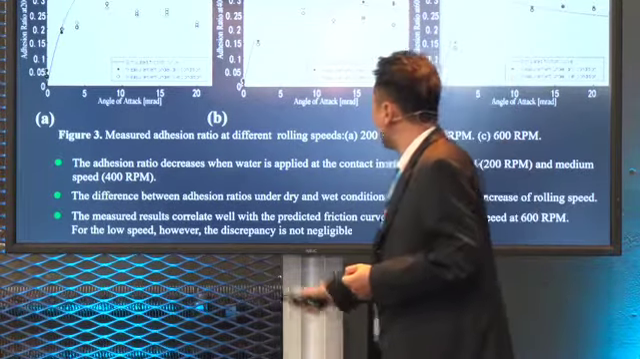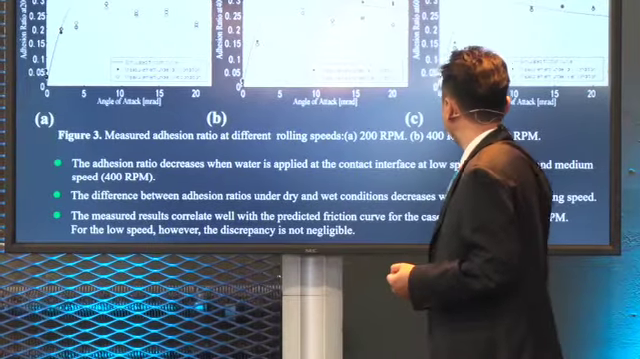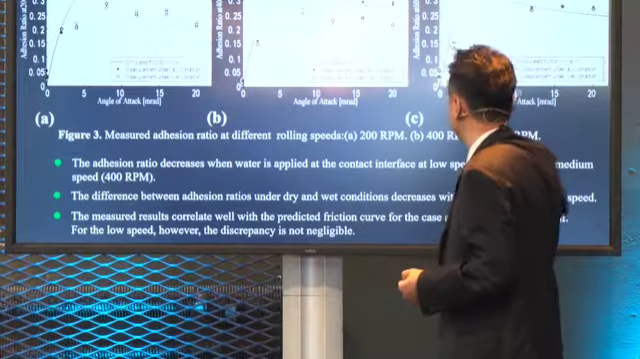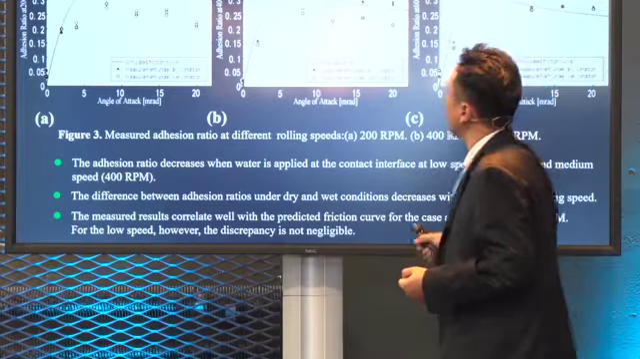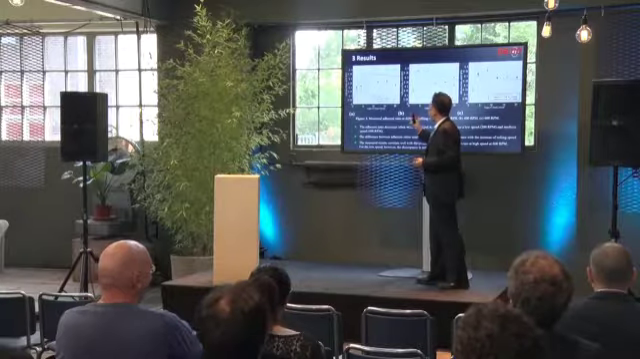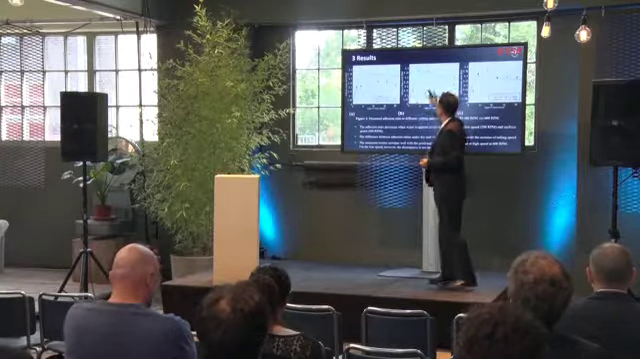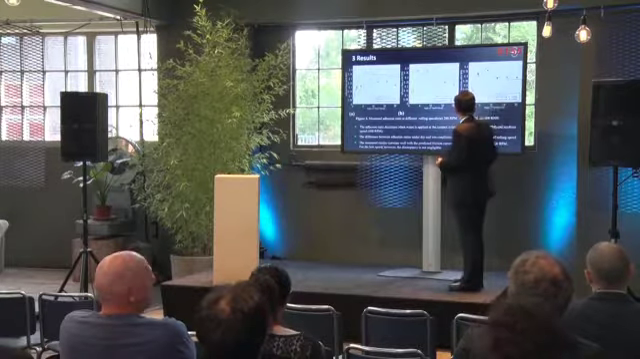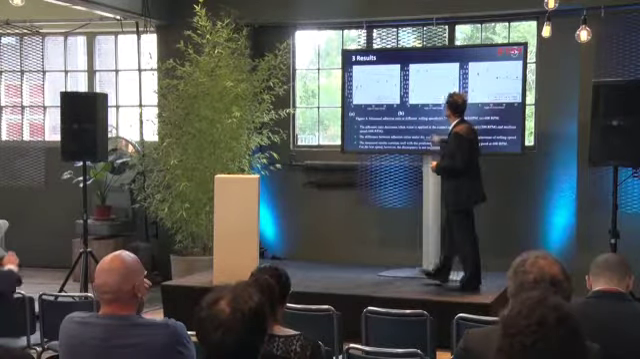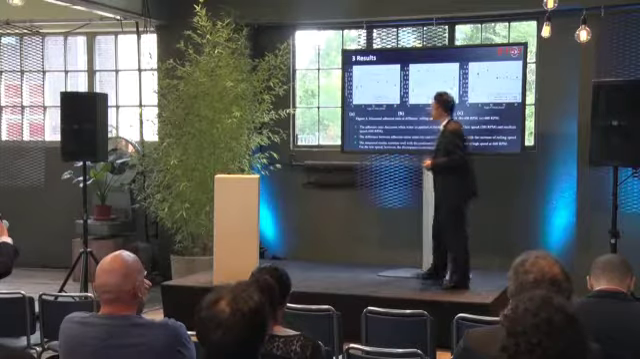The measured results correlate well with the predicted friction curve for the case of high speed at 600 RPM. So you can see that the current mathematical model correlates well with the results at high speed, but for low speed, it's not that good.